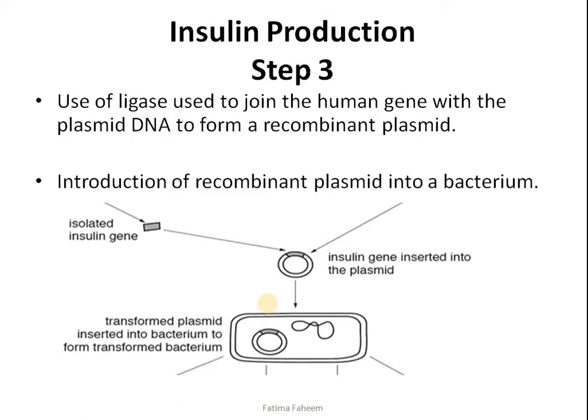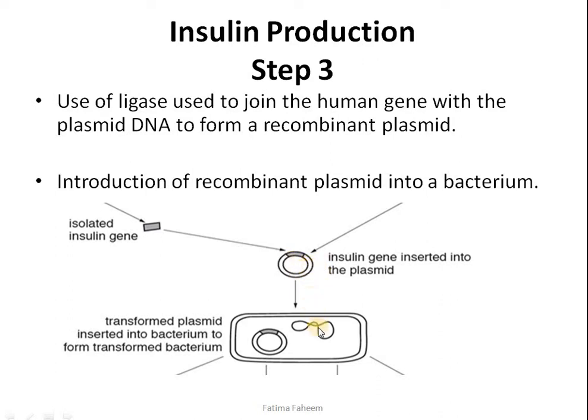Step 3 involves the use of another enzyme known as ligase. This is used to join the human gene with the plasmid DNA to form a recombinant plasmid. This can be understood by looking at the diagram. The shaded part shows the isolated insulin gene, and now we have pasted or inserted it into the bacterial plasmid. This plasmid that is formed is known as a recombinant plasmid.